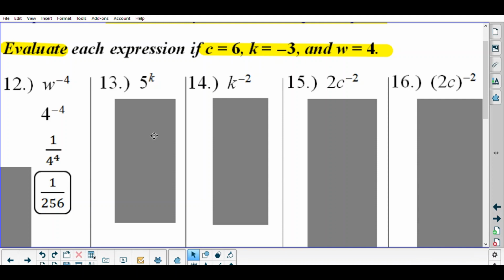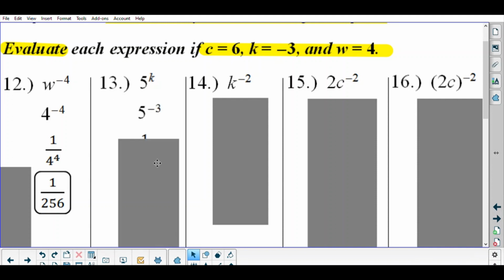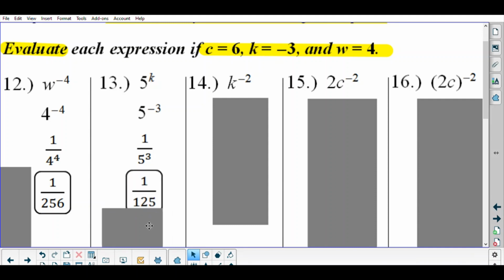5 to the K power. Well, what is K? K is negative 3. We see that in the directions. What do I do now? 5 to the negative third is the same as 1 over 5 to the third. Now I just got to figure out what 5 to the third is. 5 to the third would be 5 times 5 times 5, which would be 5 times 5 is 25 times another 5 would be 25 times 5. Think quarters. 5 quarters is $1.25. So that would make this 1 over 125. All right.